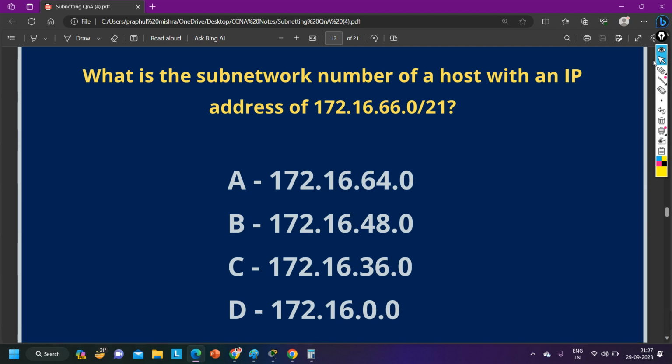What is the subnetwork number of a host with an IP address 172.16.66.0/21? The slash value is 21. How many bits have we borrowed? 5 bits. What is the value of H? So starting with 11. 16.48.0, this one. No, say 64.8. It will be A. It's 8. 68.